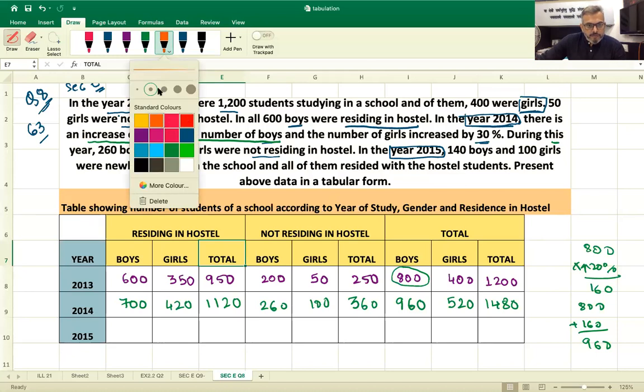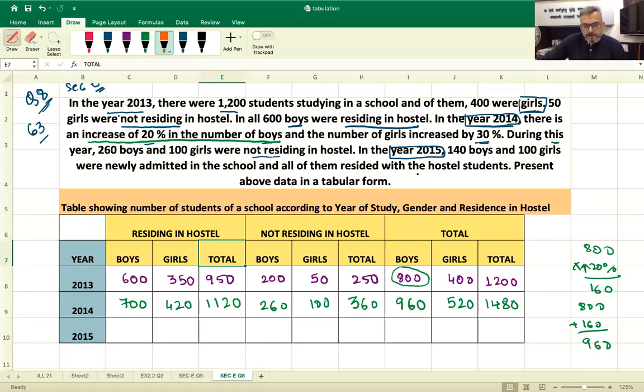Now let's go to the third year 2015. 140 boys and 100 girls were newly admitted in the school. So 140 boys, 960 boys थे plus 140 boys आ गए. So 960 plus 140 is 1100. So 1100 boys हो गए and 100 girls added.